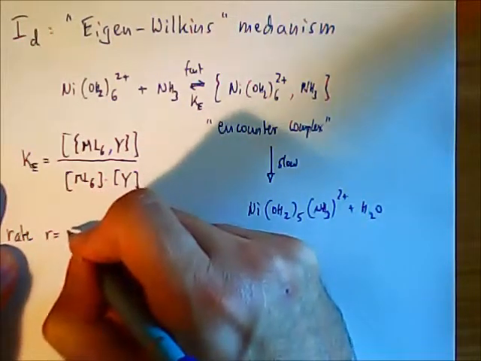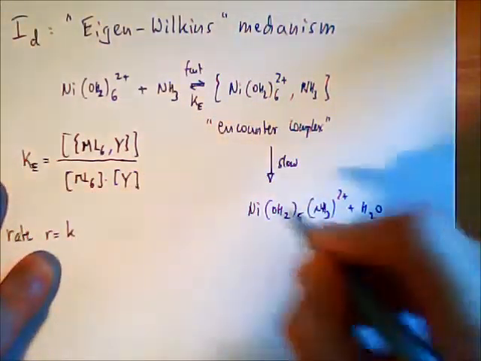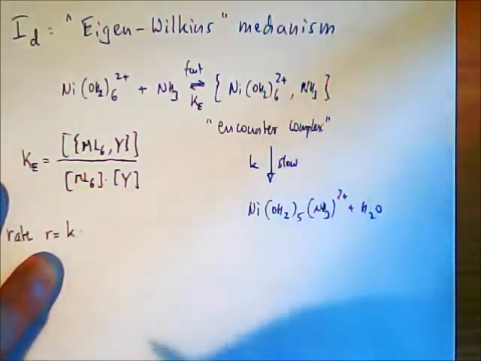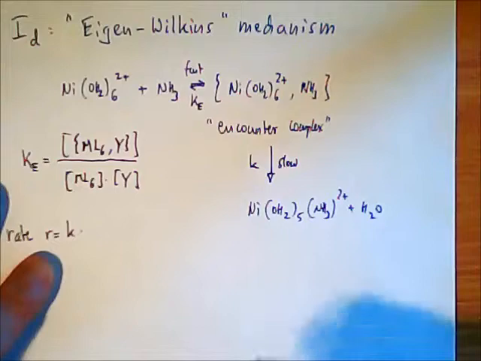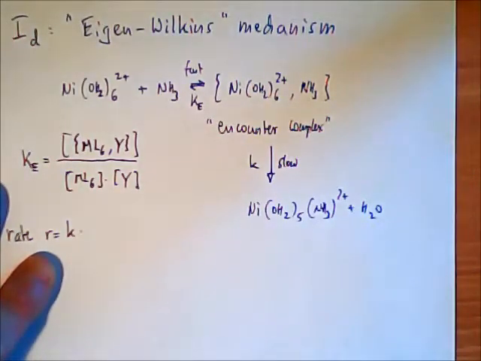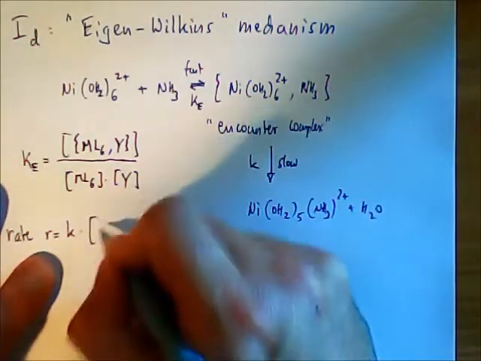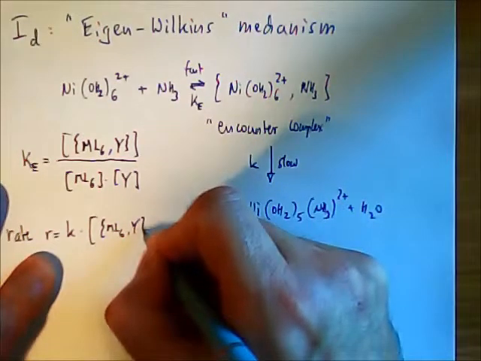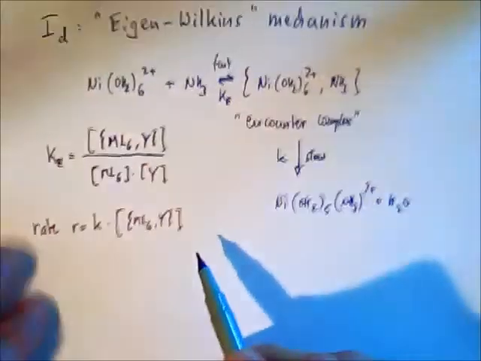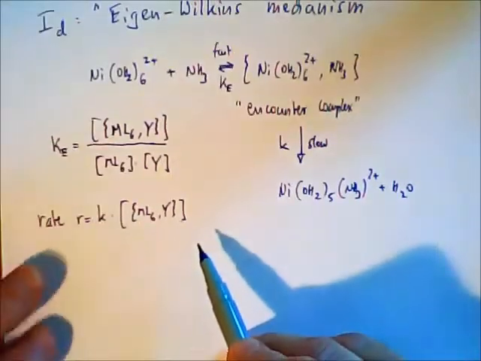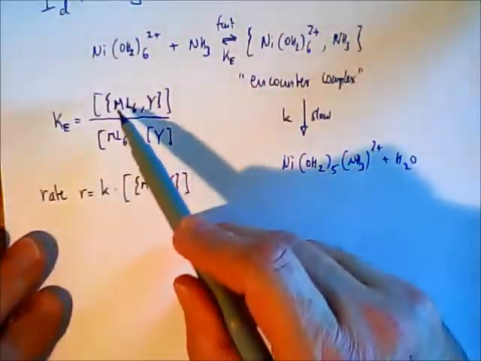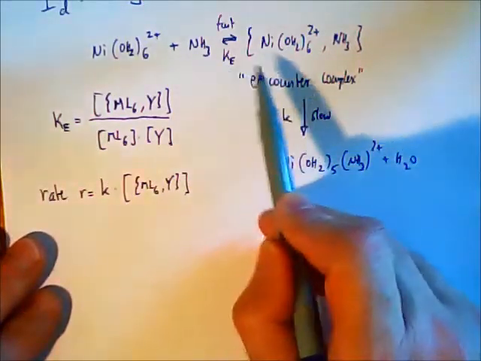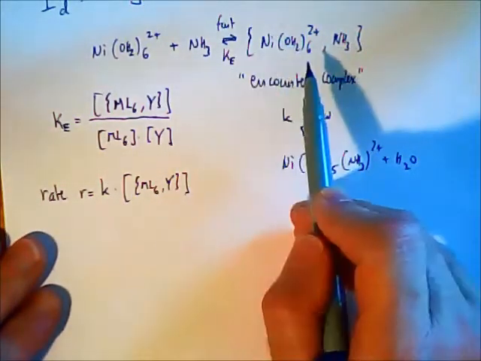R is the speed constant, small k, multiplied by the concentration of this strange encounter complex. Now we can combine these two equations because we can never measure the concentration of this encounter complex.